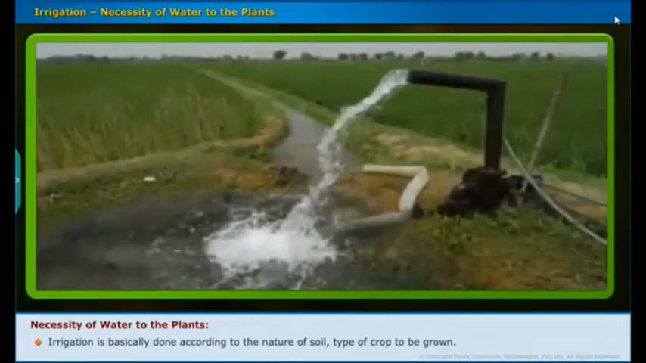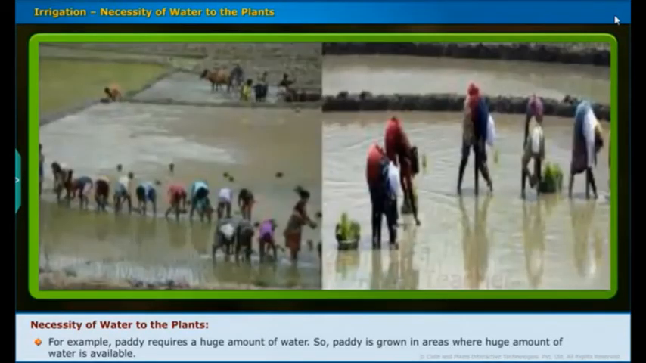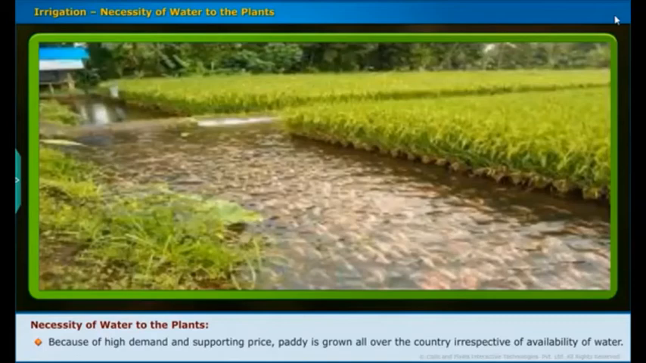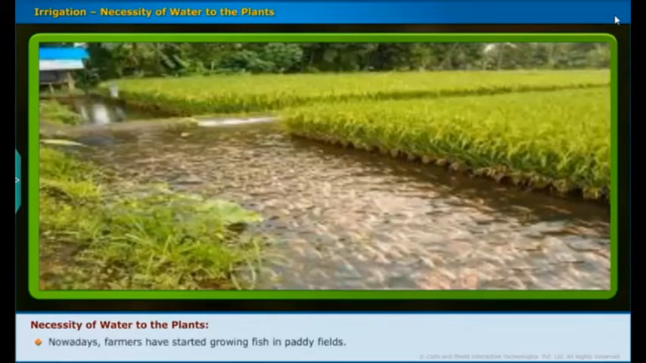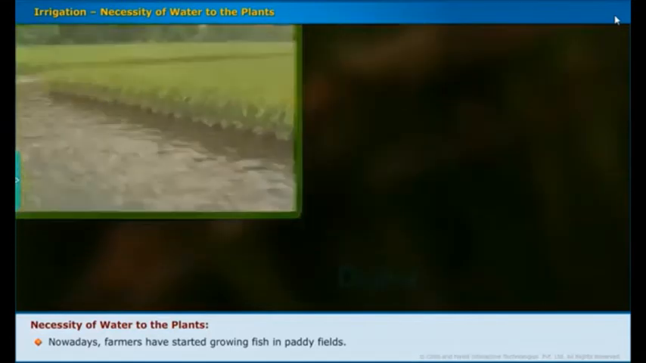Irrigation is basically done according to the nature of soil, type of crop to be grown. For example, paddy requires a huge amount of water. So, paddy is grown in areas where huge amount of water is available. Because of high demand and supporting price, paddy is grown all over the country irrespective of availability of water. Nowadays, farmers have started growing fish in paddy fields.